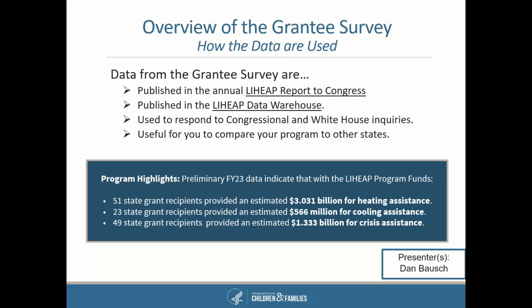Here's a highlight from how the data was used from your 2023 grantee surveys. So all state grant recipients provided an estimated $3.031 billion for heating assistance in FY23. 23 states provided cooling assistance, $566 million, and 49 states provided FY23 funds for crisis assistance to use prior year funds. So this is really useful information to give the overall national picture of how LIHEAP funds are being utilized to help low-income households.